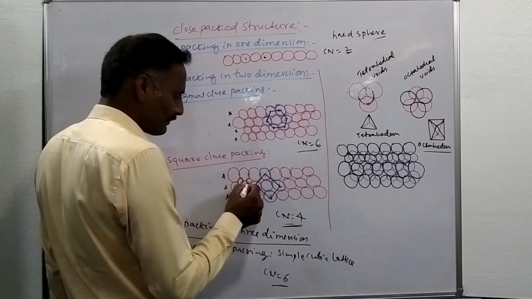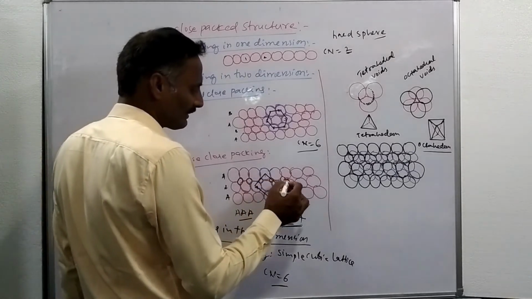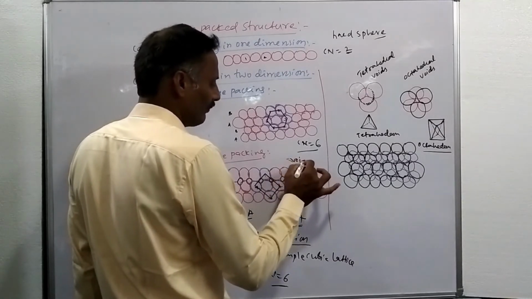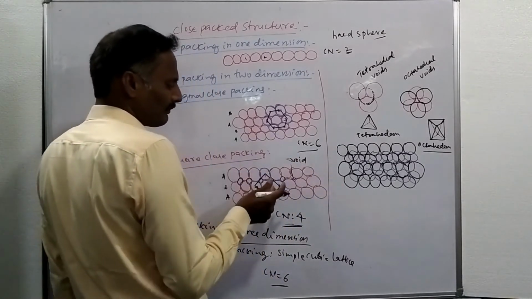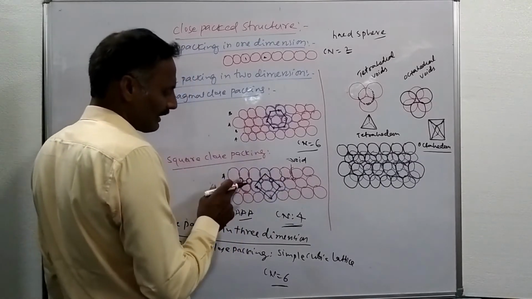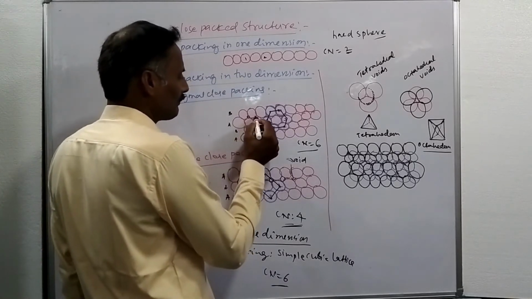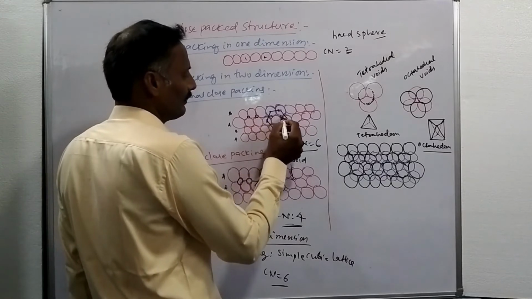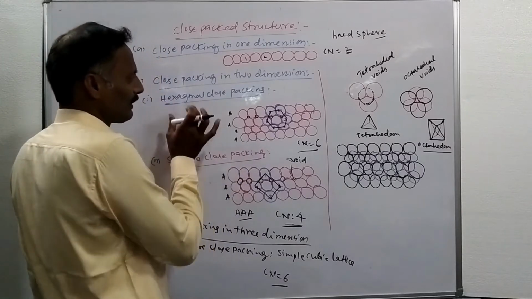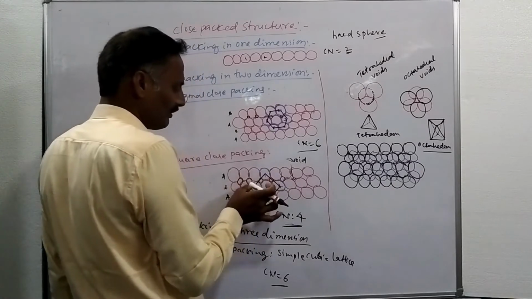The vacant space present in a close packing is called a void. Void is nothing but empty space. Here the empty space is larger in two-dimensional square close packing when compared to two-dimensional hexagonal close packing, where the vacant space is minimum, very less. If you compare the vacant space in square close packing and hexagonal close packing, hexagonal close packing has less empty space when compared to square close packing.